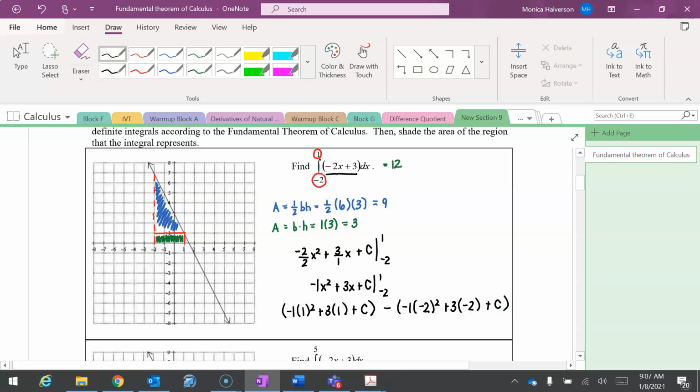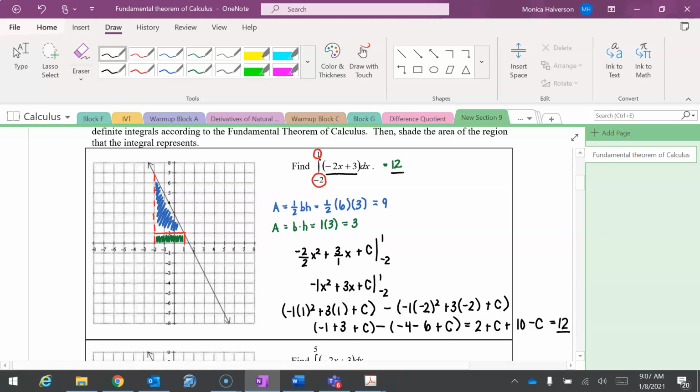And we're using the fundamental theorem of calculus from above. So I get negative 1 plus 3 plus c minus negative 4 minus 6 plus c. So we have 2 plus c plus 10 minus c, and we get our answer to be 12. Exactly what we expected it to be.